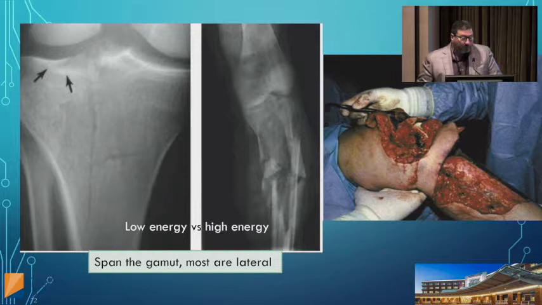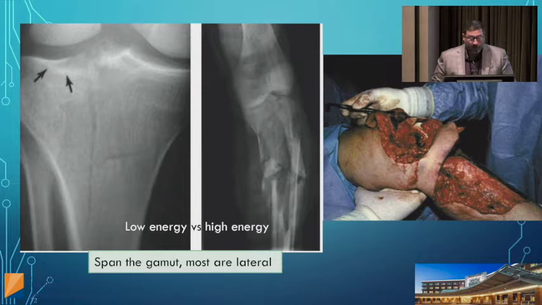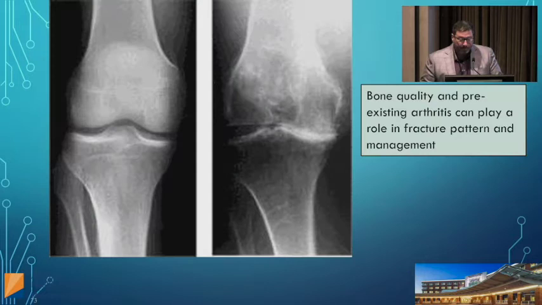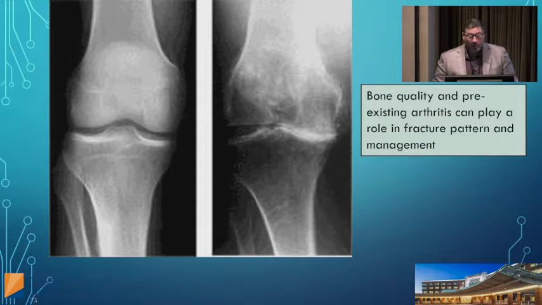So there's a difference between low energy and high energy in terms of how we look at these. If it's a high energy injury, such as this one, which is the same picture as this, it needs to be treated much more aggressively and in stages versus one that's low energy. If a patient has pre-existing arthritis, that will change the management as well, and some of them just go on to a primary knee replacement.